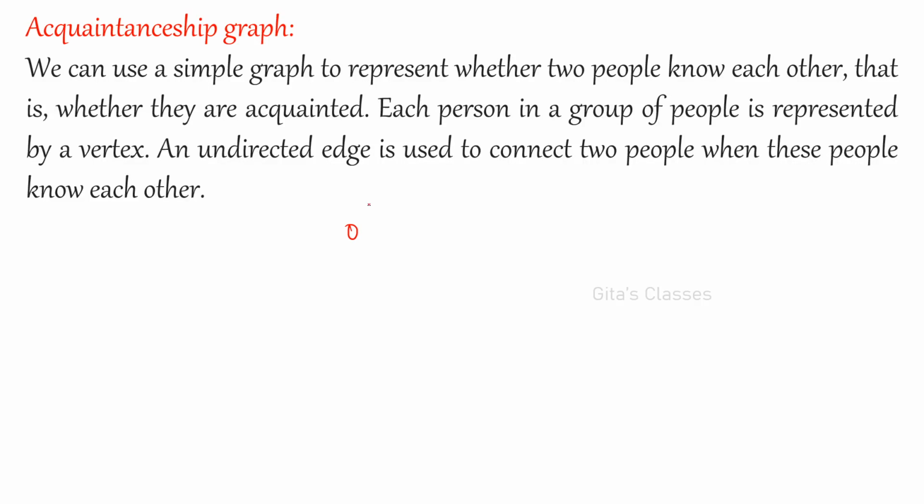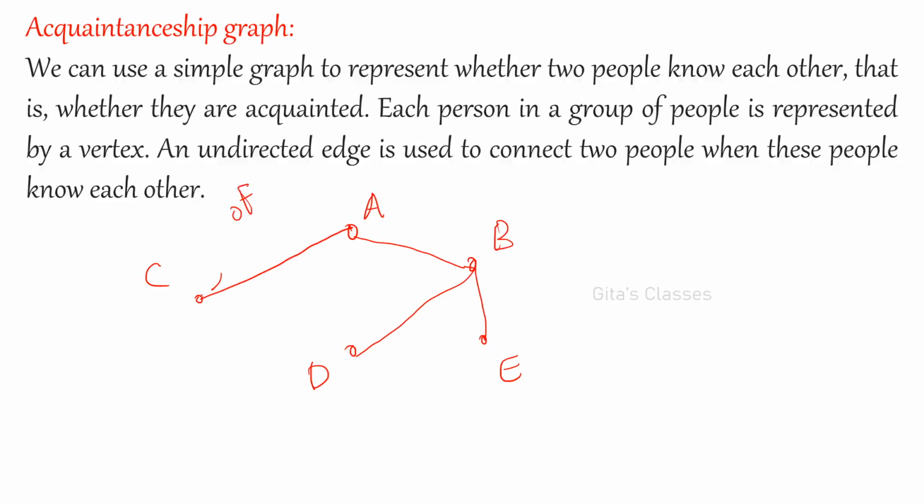Suppose you consider a colony in which people are there, A, B, C, D, E, F, 6 people. If A and B are known, then there is an edge. It is a simple undirected graph. Known to himself or herself, we are not considering. B and D are known people. B and E are known. C and A are known. F and C are known.